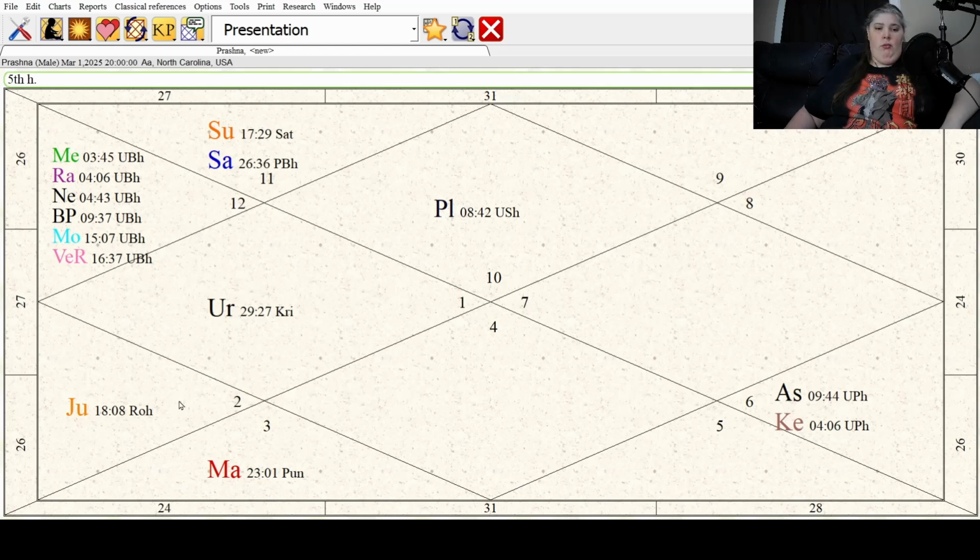politics, counseling. Fifth house is speculative gains through stock market, through gambling, through business. It's creativity, arts, and sports.